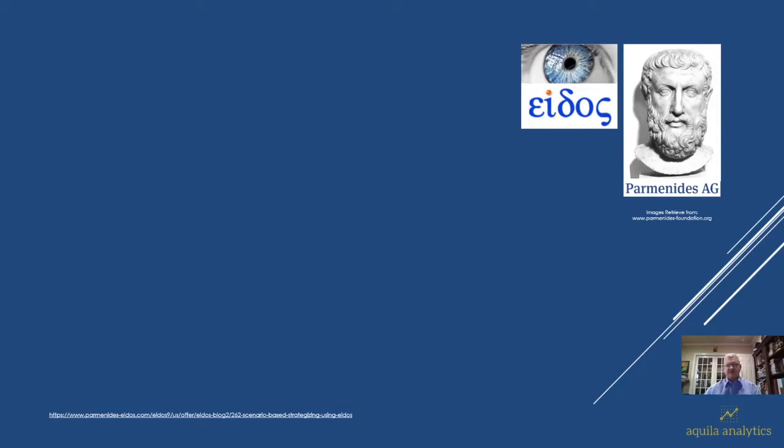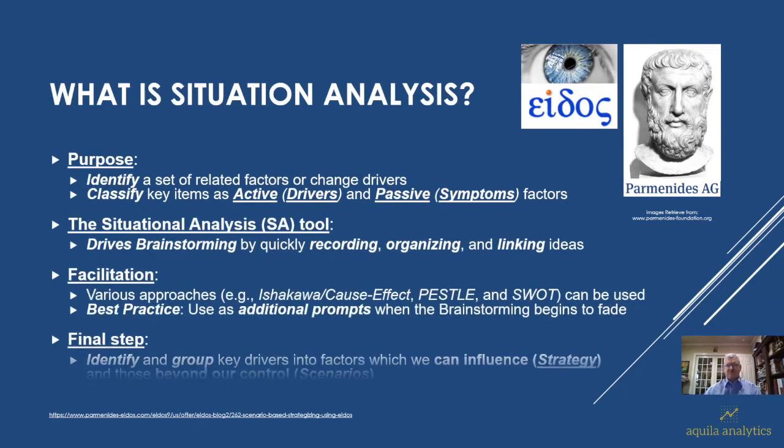Eidos is owned and managed by the Parmenides Foundation, a German nonprofit organization focused on leveraging the products of academic research into the business world. The situation analysis tool, which they have developed, facilitates brainstorming by allowing a user to quickly record, organize, and link ideas. The purpose is to identify the factors which your team feels are most important in the cause-effect relationships for change.